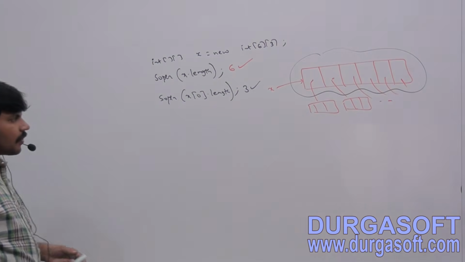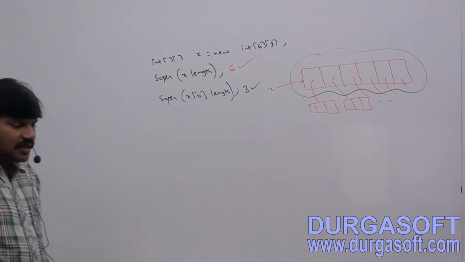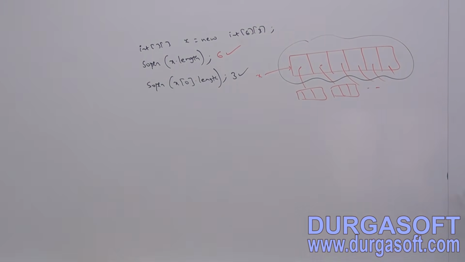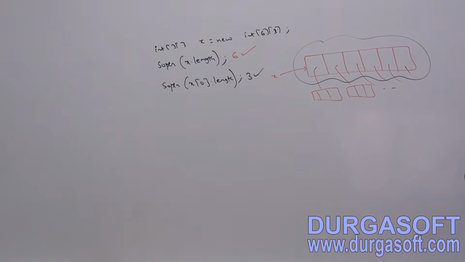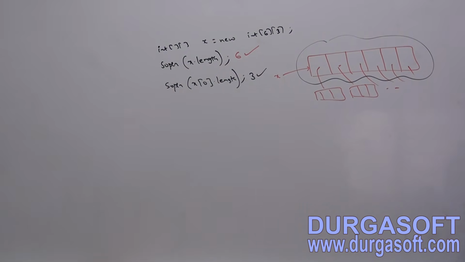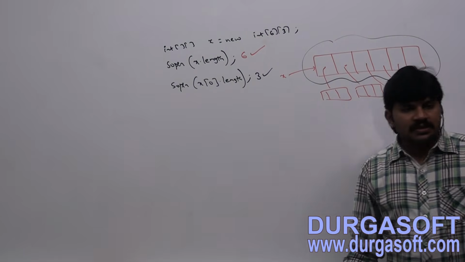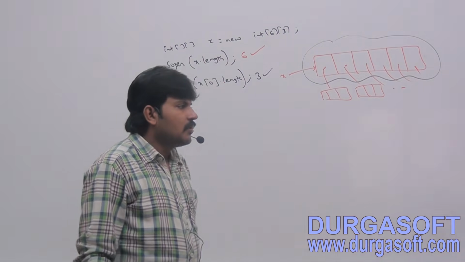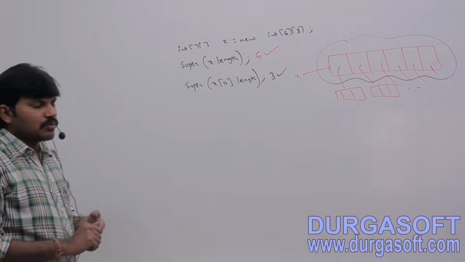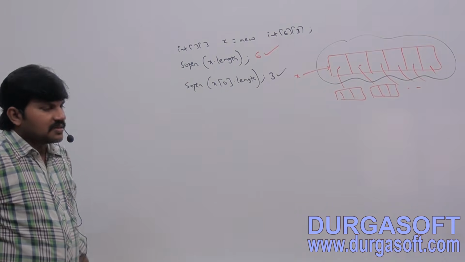Okay, add this. In multi-dimensional arrays, the length variable represents only base size, but not the total size.